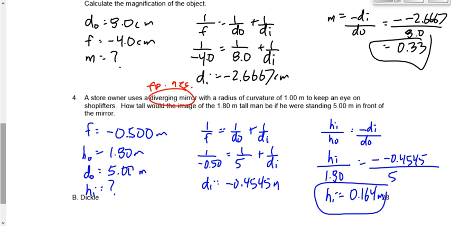So the image of this guy would be larger, smaller, same size? Smaller, clearly smaller. Right side up, upside down? Right side up. Real or virtual? Virtual based on the negative image distance. If you think back to your ray diagrams, whenever you have a diverging mirror or lens, the image is right side up, smaller, and virtual.